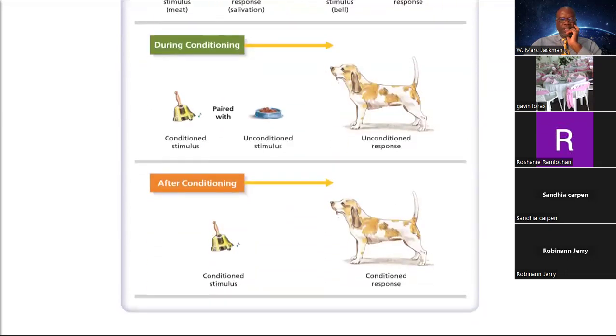However, during conditioning, both are paired. The bell is paired with the unconditioned stimulus. As soon as the bell is rung, the food is presented, and the dog gives an unconditioned response. After the dog has been conditioned, as soon as the bell is rung, no food has to be presented, and the dog begins to salivate. The conditioned stimulus and the unconditioned stimulus are so close together that the expectation of the food is immediate, and so you get conditioning. That is how conditioning takes place. You don't have to present food for the dog to salivate. You just ring the bell, and salivation takes place.